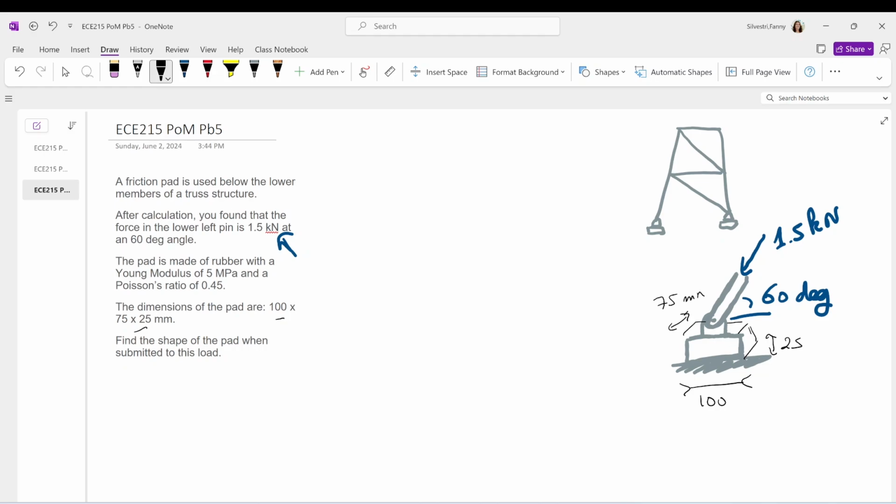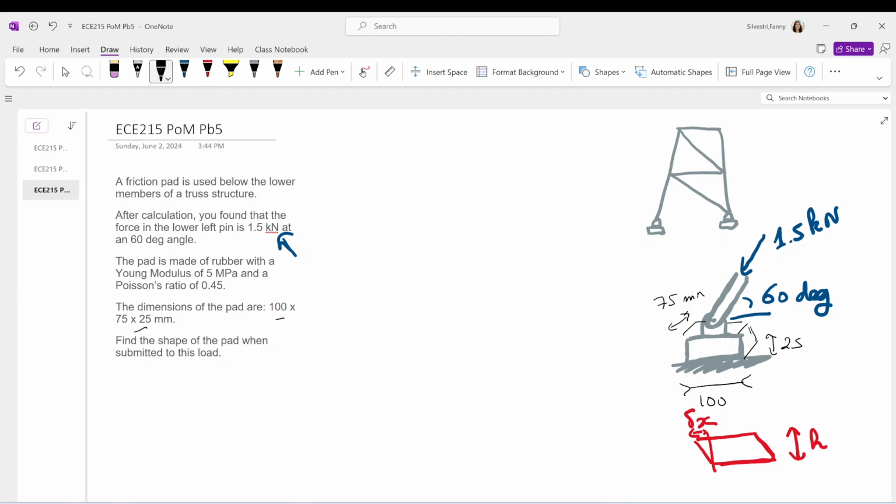The question for you is, what is the shape at the end of this rubber friction pad? We see that the force will push to the left and push down, so we imagine the pad will look like this. My question is, what will be these new dimensions, and what will be this little delta x? Okay, so let's work on that.